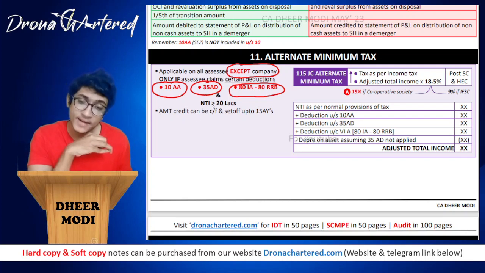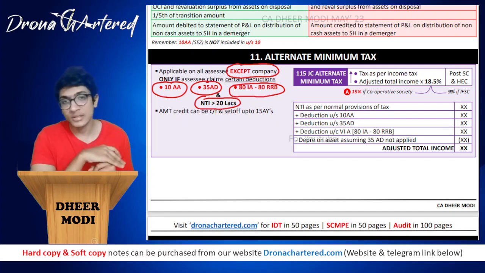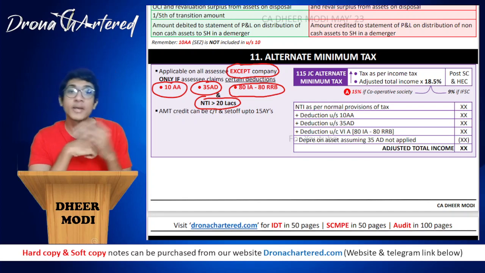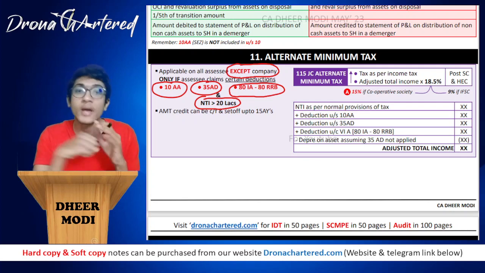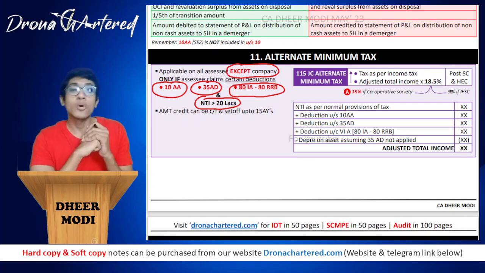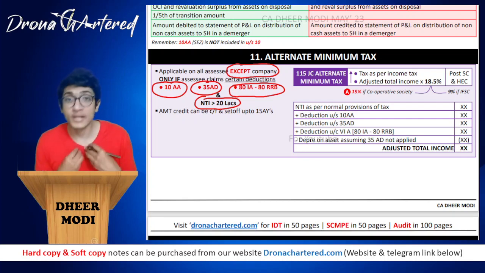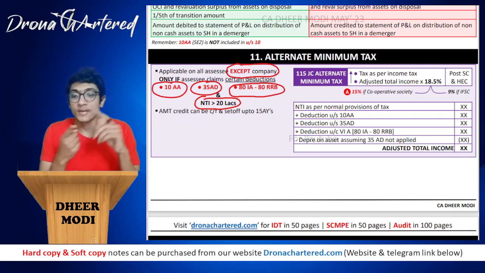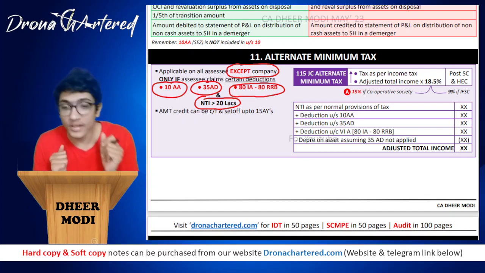taxation and his NTI is greater than 20 lakhs. Both of these conditions have to be satisfied. That means if I have 10AA income, but my NTI is 19.9 lakhs, or even if my NTI is 20 lakhs, I will not have to deal with my alternate minimum tax provisions, because both of these conditions have to be satisfied. That is, my NTI has to be greater than 20 lakhs and I have to take either of these benefits, either your 10AA, your 35AD, or your income based deductions from 80IA to 80RRB.